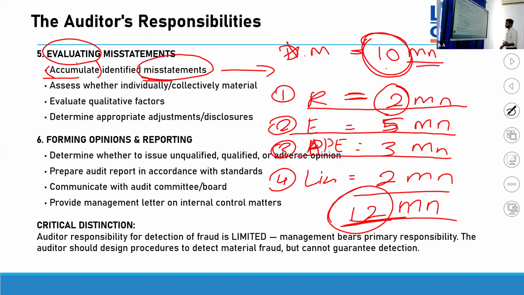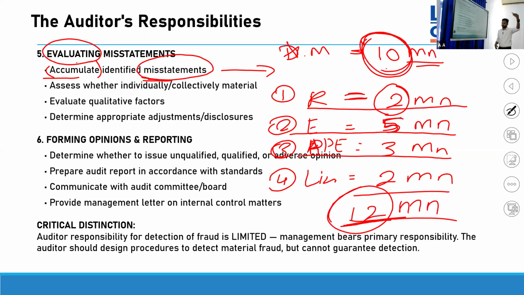Let's say in order to reduce the tax burden, they have fraudulently overstated their 5 million expenses, right? That is one of the misstatements. But our materiality level is 10 million now.